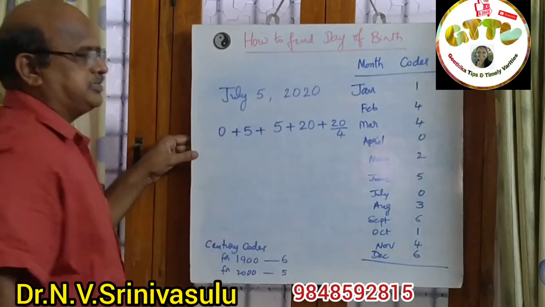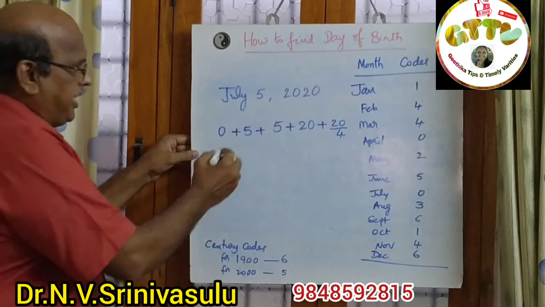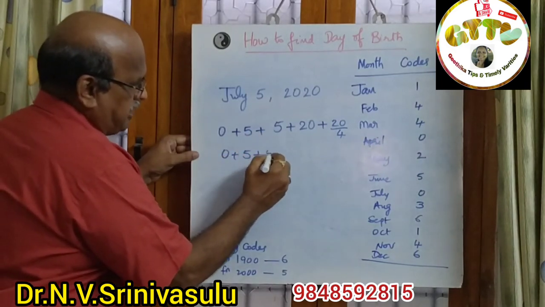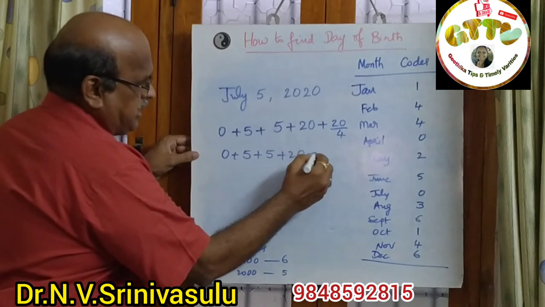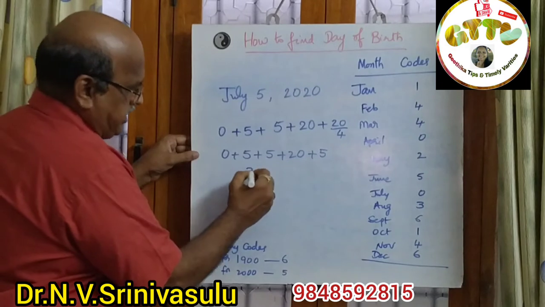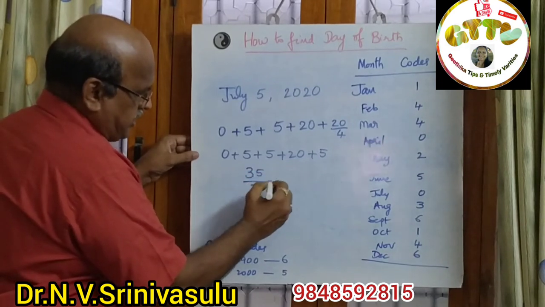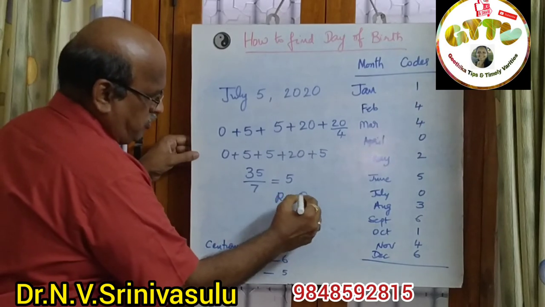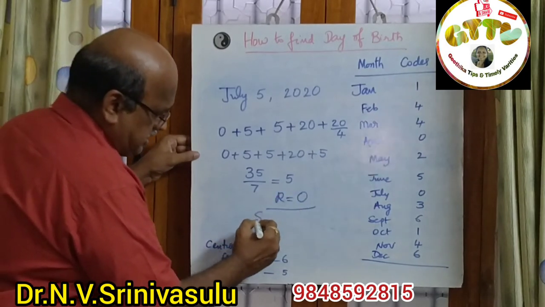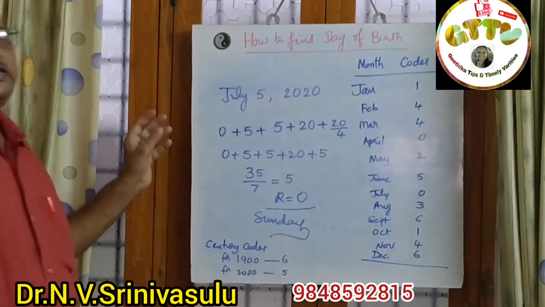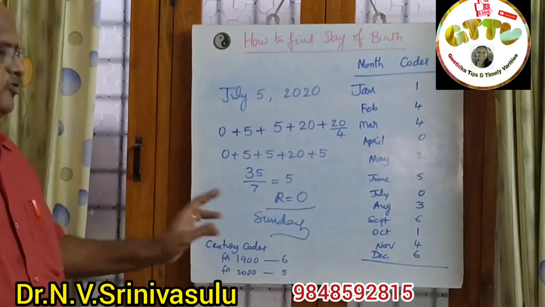This is the way in one single step you can write it. So then 5 plus 5. Now write it. 0 plus 5 plus 5 plus 20 plus 5. So now it comes to 10, 30, 35 divided by 7. 7 5s are 35. Remainder is 0. So therefore 0 is nothing but Sunday. So that is 0 or 7 will give you Sunday.